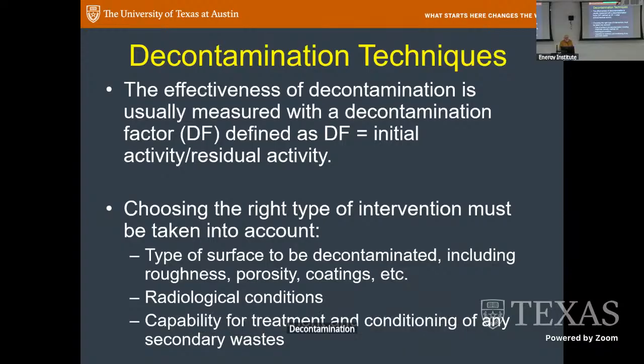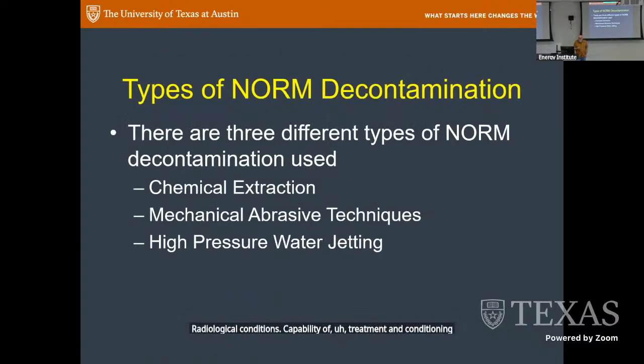Decontamination techniques. The effectiveness of decontamination is usually measured with a decontamination factor, no big surprise, defined as DF, the initial activity divided by the residual activity. Choosing the right type of intervention must be taken into account. You want to look at the type of surface to be decontaminated, including roughness, porosity, coatings, radiological conditions, and capability of treatment and conditioning of any secondary wastes.